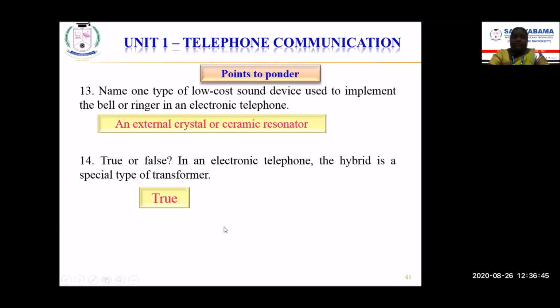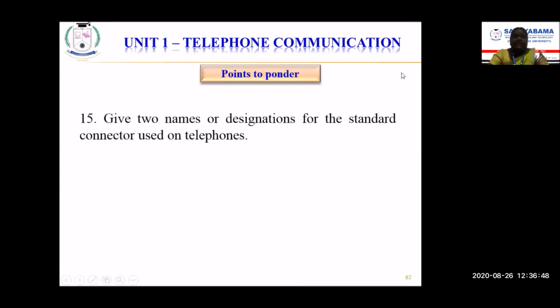Okay, now let us move on to the next question. Last but one question. Give two names of designations for the standard connector used on telephones. Standard connectors used on telephones. Jack plug, yes, very good. Shruti, Reshmi, Sai, Shrutik, Jagdish. But give specifically.